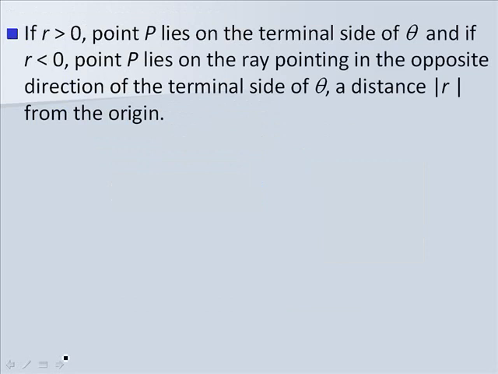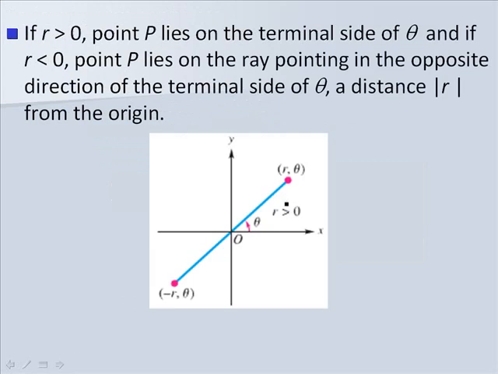If r is greater than 0, as we see here, point P lies on the terminal side of theta, right here. And if r is less than 0, as we see in quadrant 3 here, point P lies on the ray pointing in the opposite direction of the terminal side of theta, a distance, absolute value of r, from the origin.